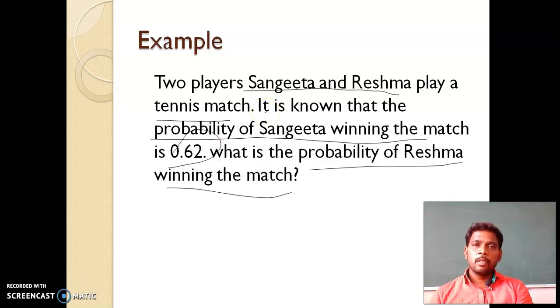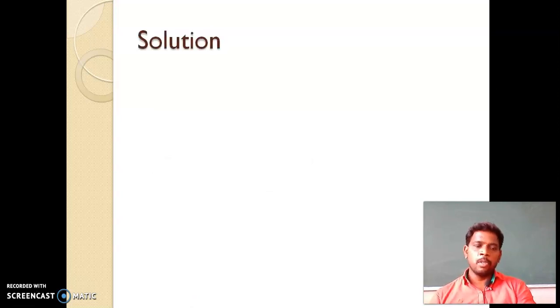Okay, what are the two events? And before seeing the events, first we have to check what is the experiment here. So the experiment is nothing but playing the tennis match, right? That is the experiment here. So the events here are winning the match and losing the match. These two are the events here. Okay, so what is 0.62 now? That is Sangeeta winning the match is 0.62, but they are asking about the probability for the other person, that is Reshma winning the match. Okay, look at the solution now.